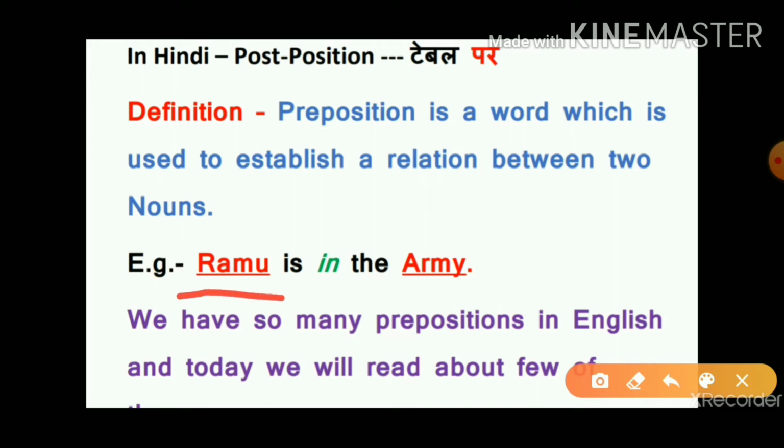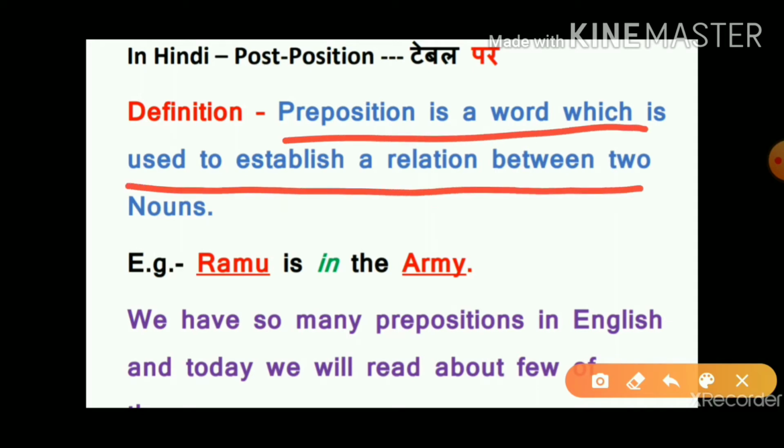Now just see it again. Ramu is in the army. It means this "in" is establishing a relation between Ramu and army. Where is Ramu? Ramu is in the army. So a preposition is a word which is used to establish a relation between two nouns. Maybe we have two pronouns over here also, and maybe we can join two clauses also through a preposition.